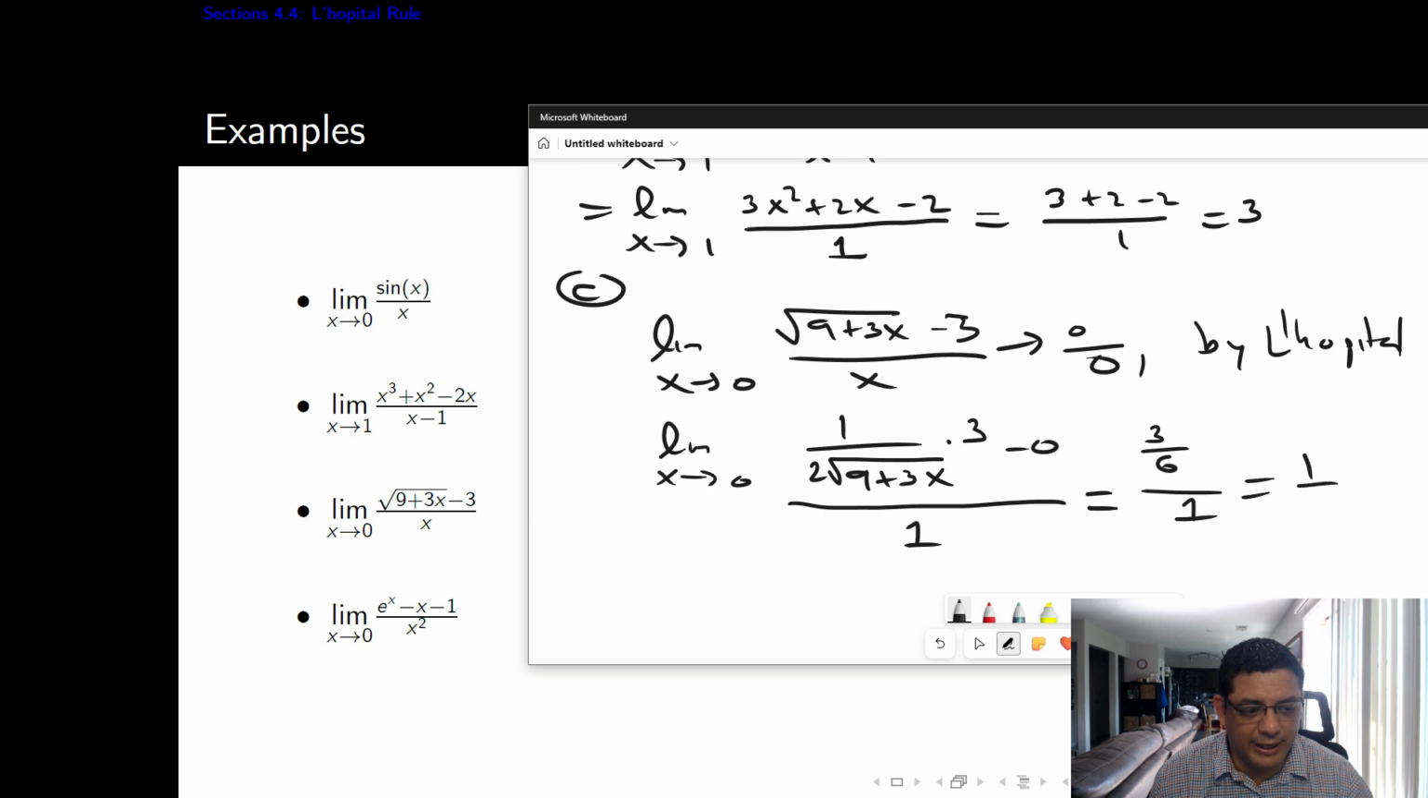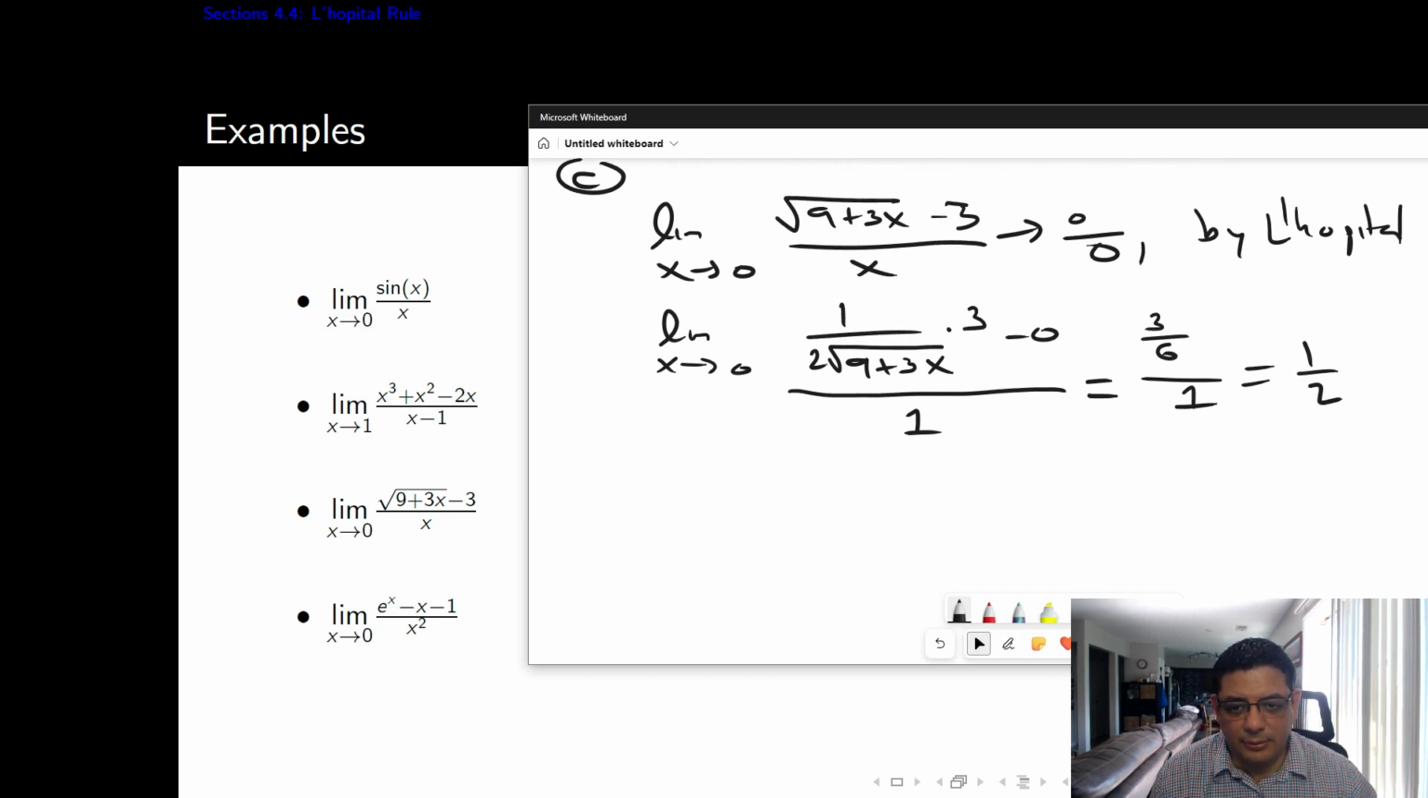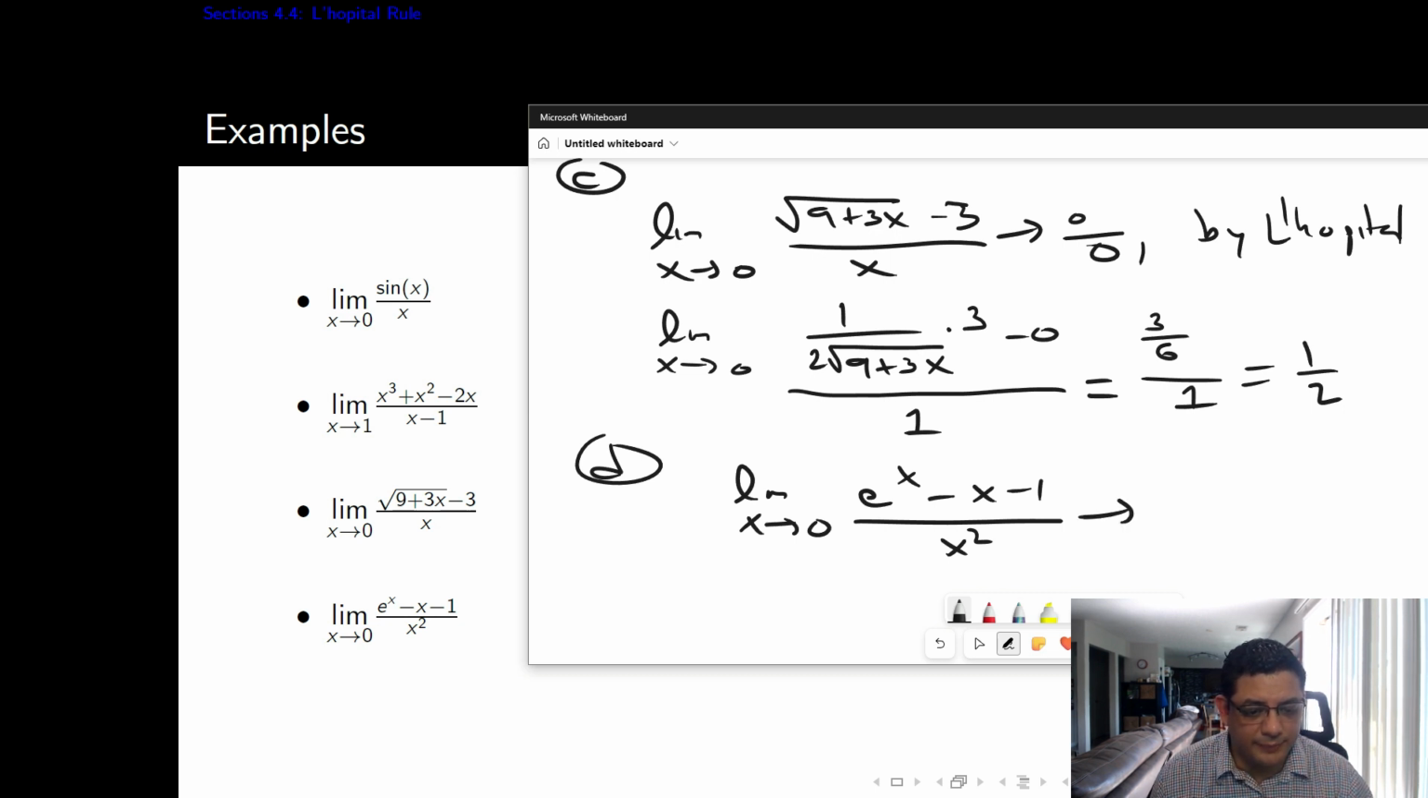And this is just 1/2 overall. Now last but not least, we have this example here where we have the limit when x goes to 0 of e to the x minus 1 over x squared. Notice that if I plug in 0, I get 1 minus 1, so 0, and below 0 as well. So I can use L'Hopital's rule.